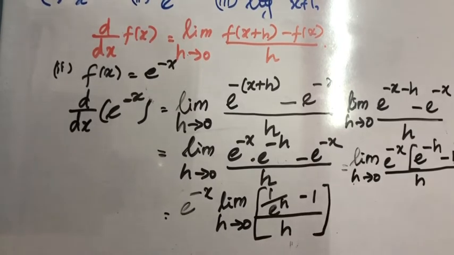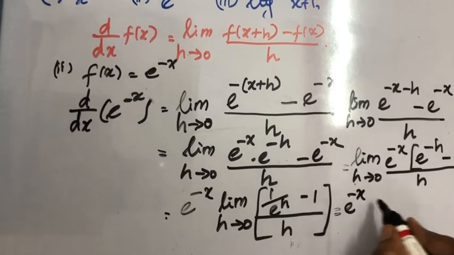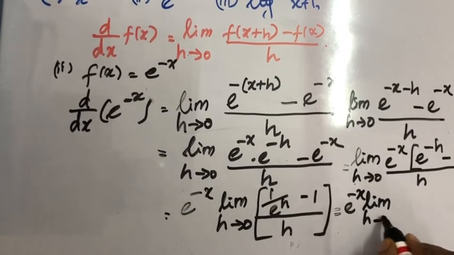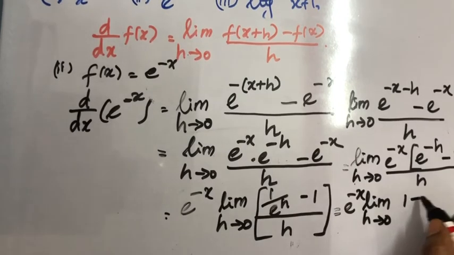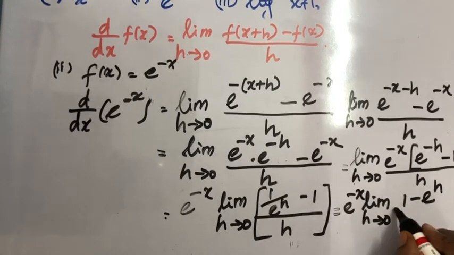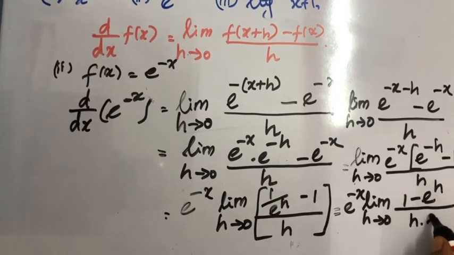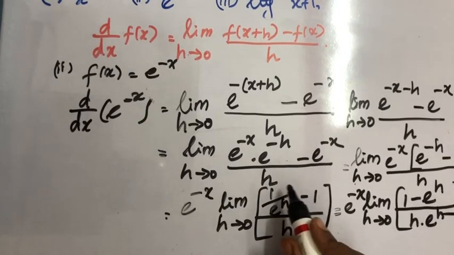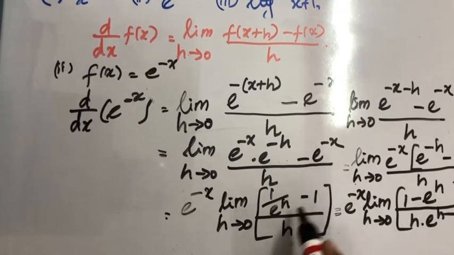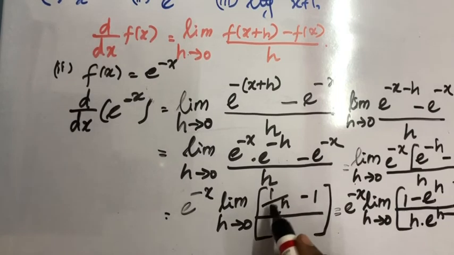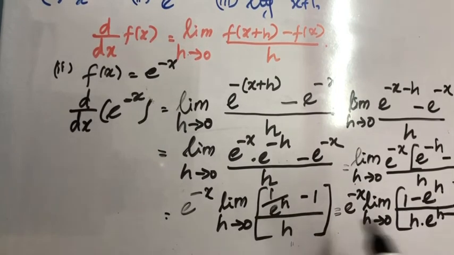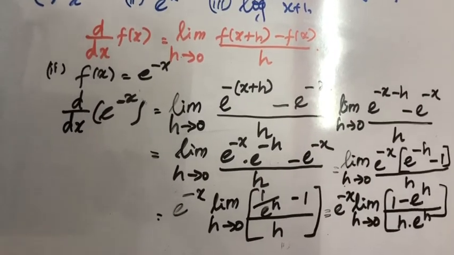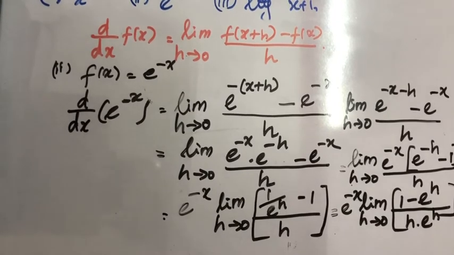Okay. So we can take e power h as LCM, that is e power minus x, limit h tends to 0 of 1 minus e power h divided by h into e power h. I take e power h as LCM, so the numerator becomes 1 minus e power h divided by e power h. I brought the e power h to the denominator, so h into e power h, 1 minus e power h divided by h into e power h.